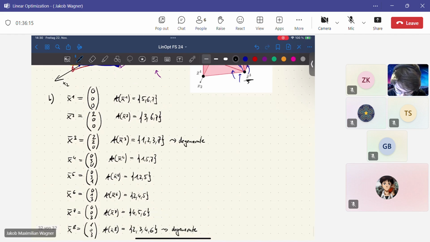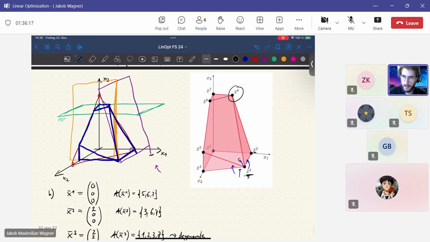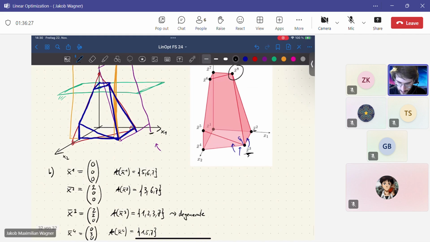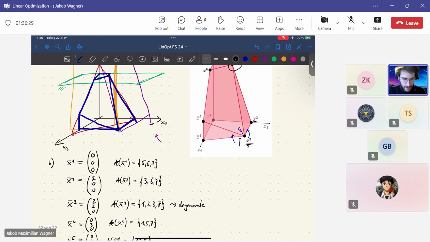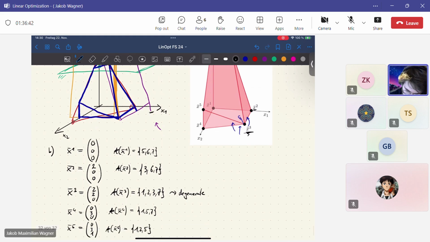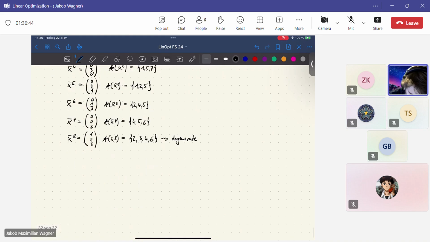Right. So this is what we can determine so far from the picture, that all those are vertices. And we determine their coordinates and their active index sets. Now let's check for a select few of them that those points that we actually selected are vertices in the definition that we saw in the lecture.